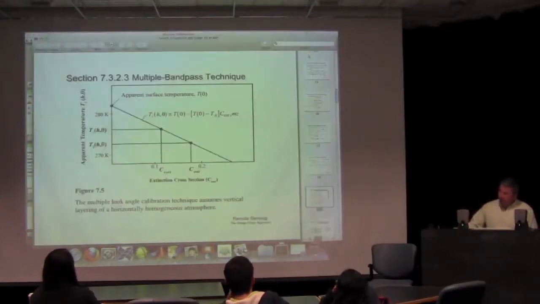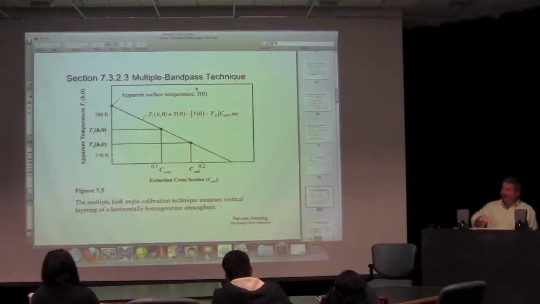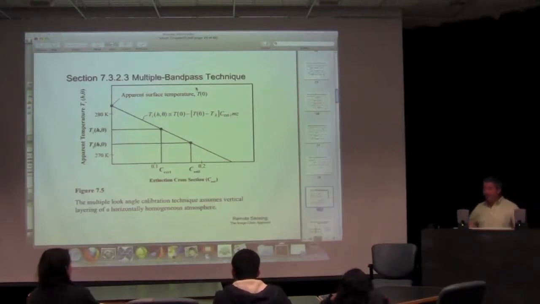But I do want to caution you that these multiple bandpass techniques are used extensively. This is what's on a GOES satellite. There's 2 thermal bands. Why is there 2 thermal bands? It's to do this atmospheric calibration technique. That's why those 2 bands are there. A big part is removing that atmosphere and getting to sea surface temperature.